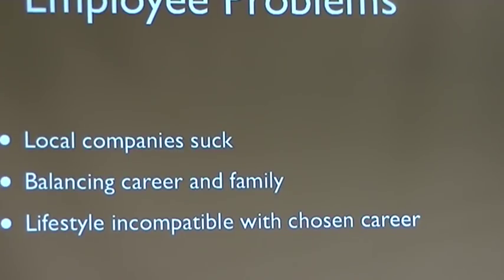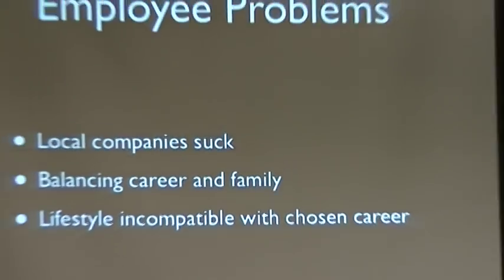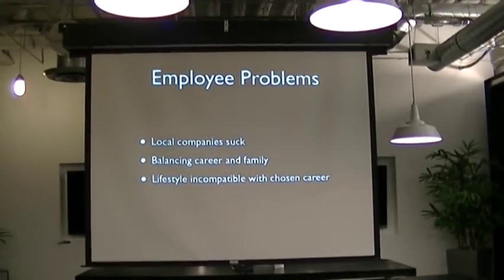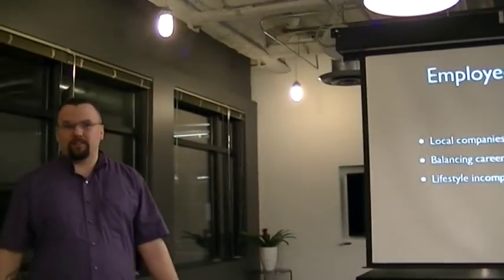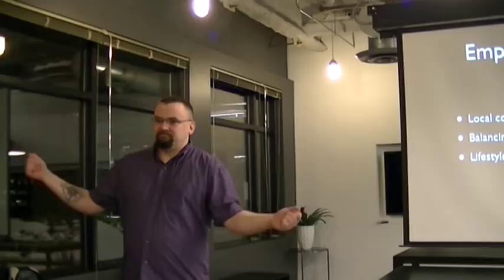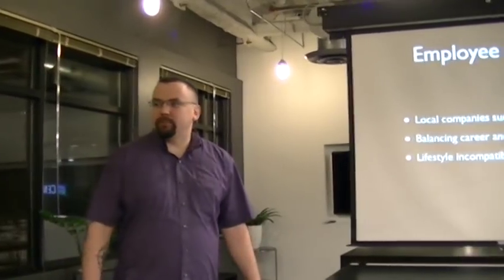And sometimes it's simply that your lifestyle is incompatible with your chosen career. This is really interesting. We're going to talk a little bit more about this later. But most of the time, you have to choose your career about the time you're 18. But you don't really figure out what your lifestyle is going to be until you're in your late 20s or 30s. And so by the time that you've chosen a career, you might end up with a lifestyle that makes your career very difficult to move forward with.